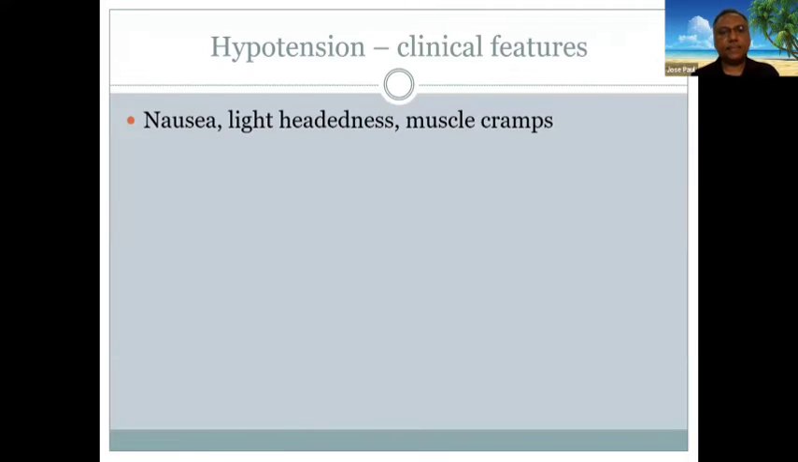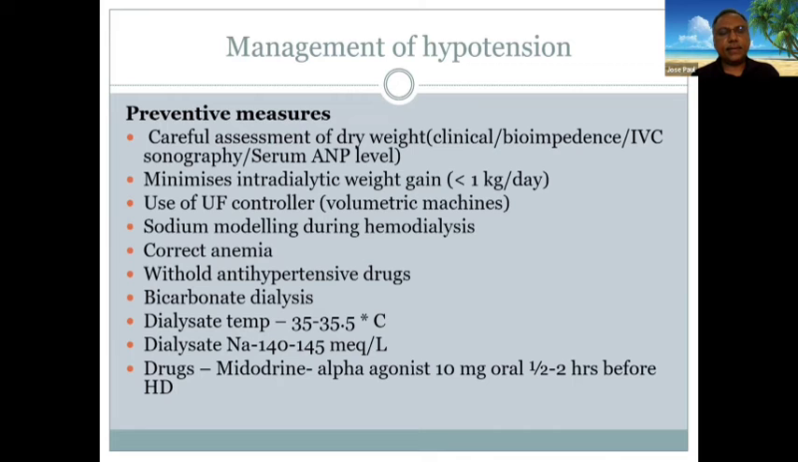Then the clinical features are not much. The patient will often complain of nausea, lightheadedness, and muscle cramps. Often you have to anticipate the occurrence of hypotension, and you have to implement some preventive measures. The preventive measures include careful assessment of the dry weight. Dry weight can be assessed by clinical bioimpedance techniques, IVC sonography, and sometimes by serum ANP levels. But the usual thing that we do is a clinical assessment of dry weight.